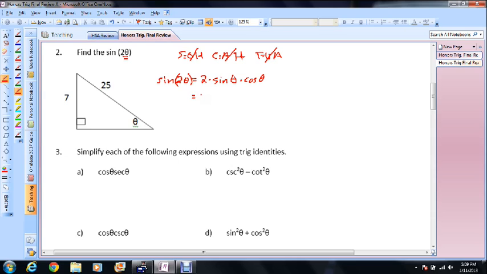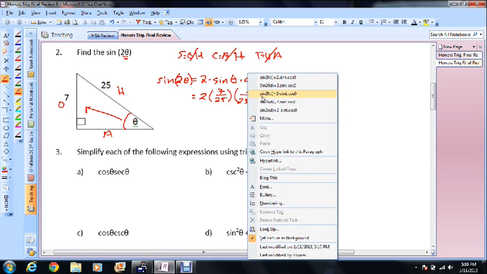So what do we get? We get 2, the sine of theta. So if we're looking at this angle right here, the sine, the opposite side is the 7, and the hypotenuse is 25. So I'm going to plug those numbers in, 7 over 25. I'm going to multiply that by the cosine of theta. Problem is we don't know what the adjacent side is yet, the A that I have labeled in the triangle. So I need to use the Pythagorean theorem in order to figure out what goes here. A little question mark there for now.